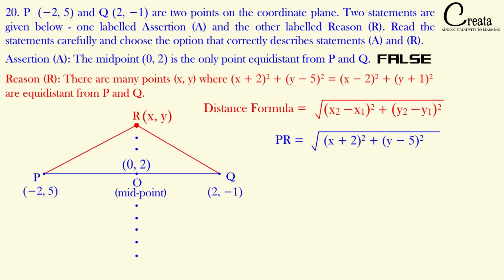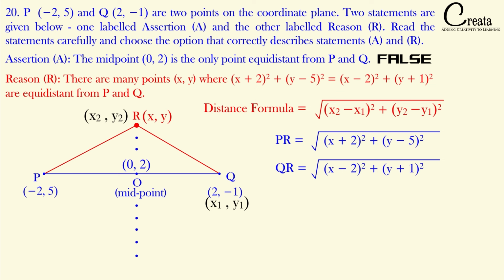Further, what will be the distance between the point (x, y) and this point? Again, we will use the distance formula. Let's take this point as (x1, y1) and this point as (x2, y2). Let's put it into the distance formula. We got this answer, that is the distance between these two points. And point (x, y) is equidistant from P and Q, so these two distances will be equal to each other. So let's equate both the values.